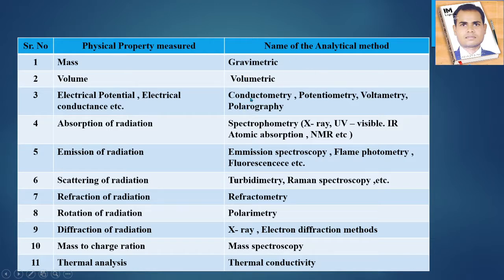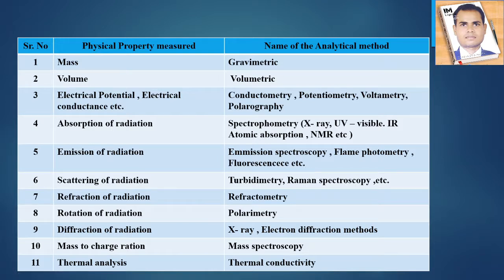Now see the next. Conductometry, potentiometry, voltammetry, polarography. In these analytical methods, we can measure the electrical potential and electrical conductance. Now the next analytical method is spectrophotometry, in which X-ray, UV visible, IR, atomic absorption, NMR, etc. are included. By these methods we can measure the absorption of radiation.